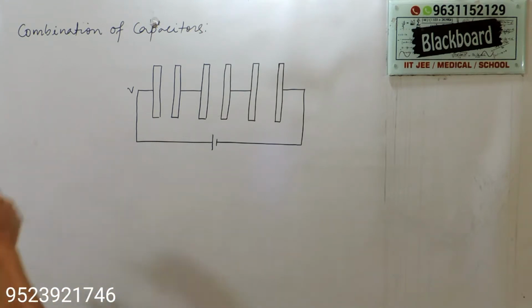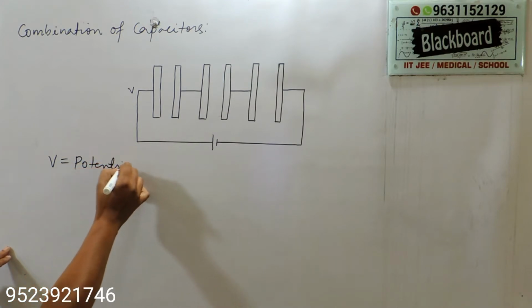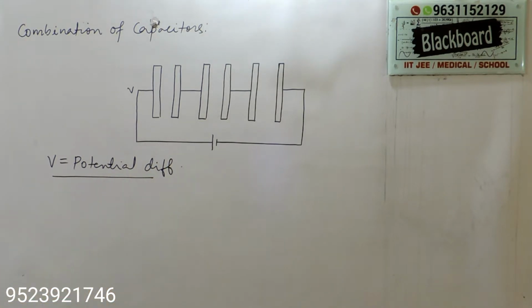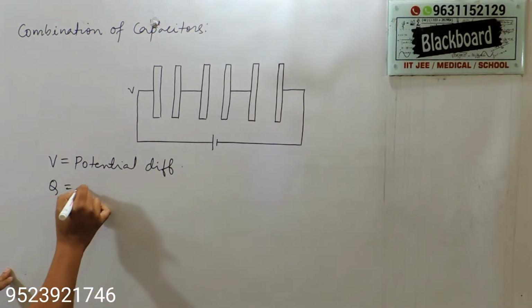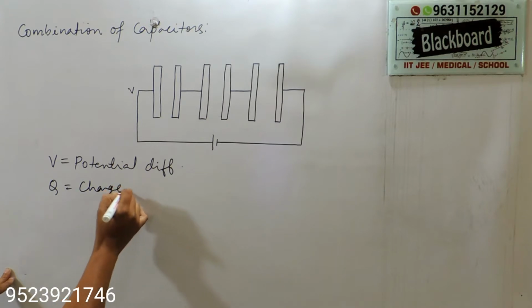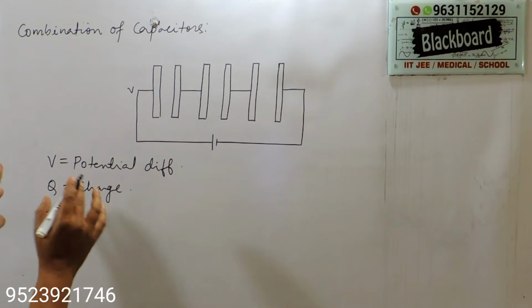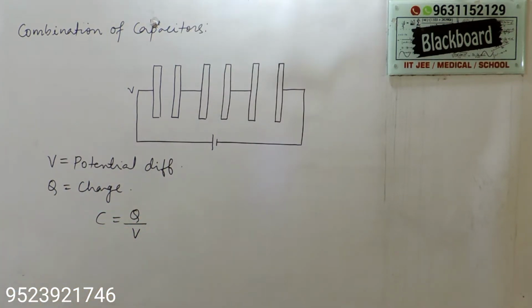The battery supplies positive and negative charges to the system. If V is the potential difference between the points, and Q is the magnitude of charge supplied by either terminal of the battery, we define the equivalent capacitance of the combination between the two points as C equals Q by V.